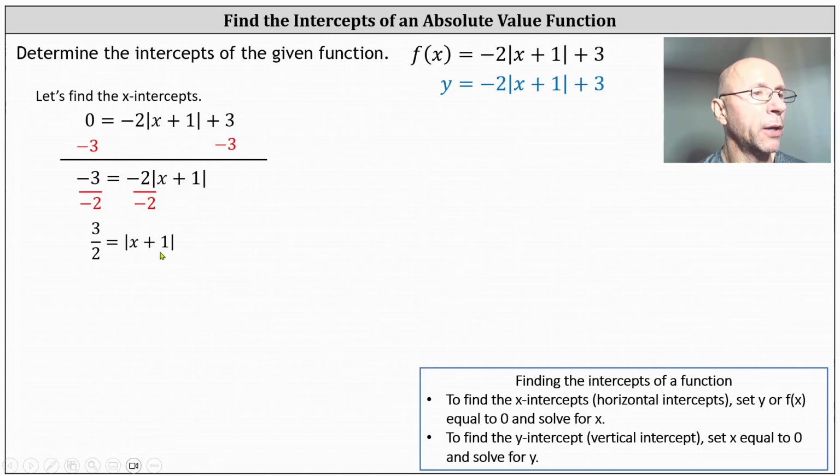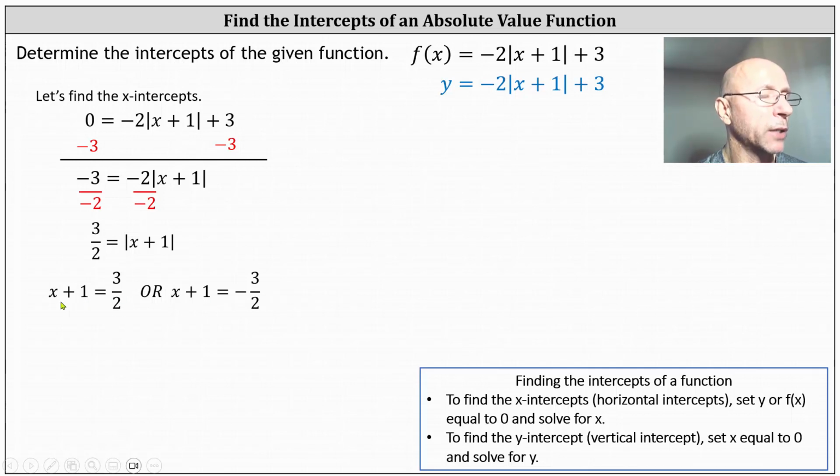I do want to mention here, if the absolute value is equal to a negative value, the function would not have any x-intercepts. In this case, though, we have the absolute value of the quantity x plus 1 equals 3/2. Remember, the expression inside the absolute value can be positive 3/2 or negative 3/2, and then when we take the absolute value, it would give us positive 3/2. This indicates we have to set up and solve two equations, where one equation is x plus 1 equals 3/2, the other equation is x plus 1 equals -3/2. And now I solve these two equations for x.